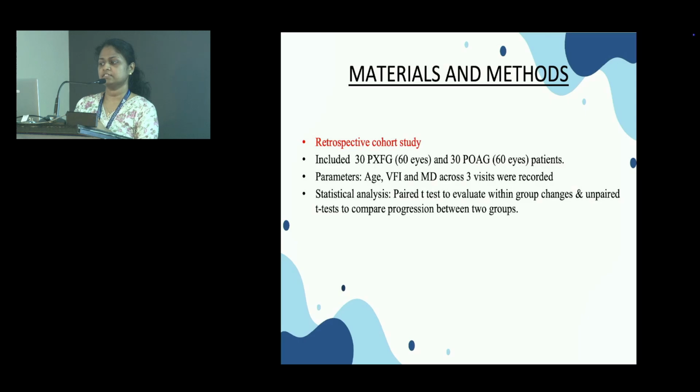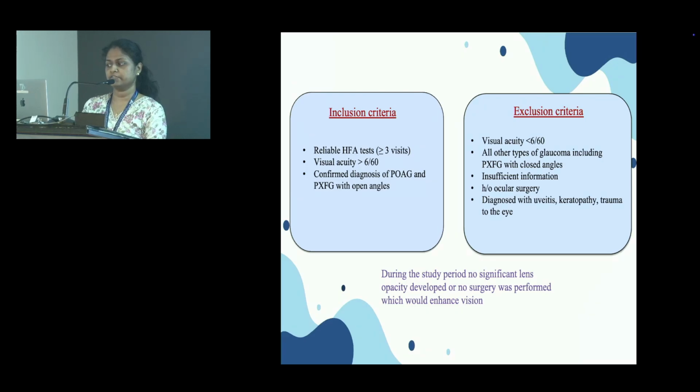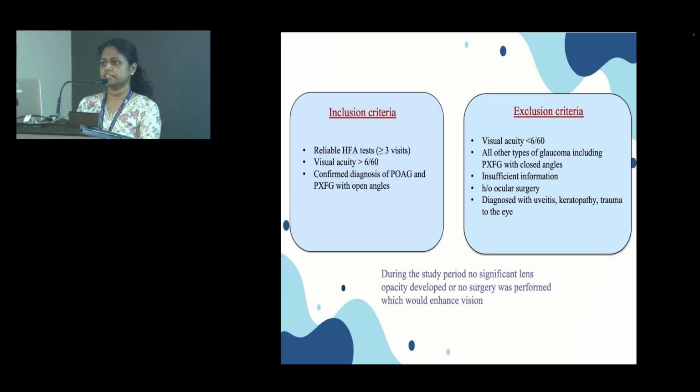Statistical analysis using paired t-test was used to evaluate within group changes and unpaired t-test to compare progression between two groups. Inclusion criteria were a reliable HFA test for 3 or more visits, visual acuity better than 6/60, and confirmed diagnosis of primary open angle glaucoma and pseudoexfoliation with open angles. Excluded were visual acuity less than 6/60, all other types of glaucoma, including pseudoexfoliation with closed angles, insufficient information, history of ocular surgery, uveitis, keratopathy, trauma to the eye, and during the study period, no significant lens opacity developed or no surgery was performed which would enhance vision.